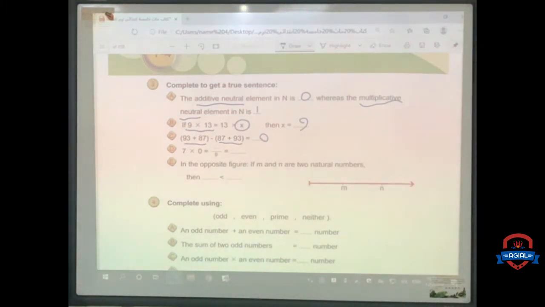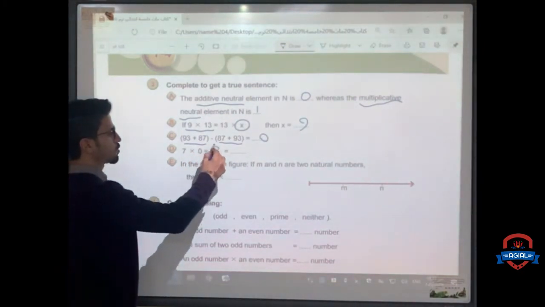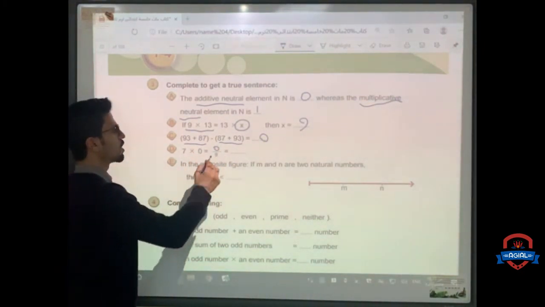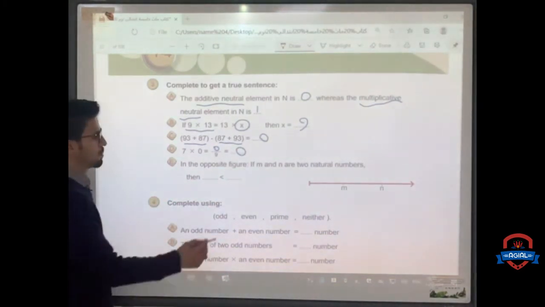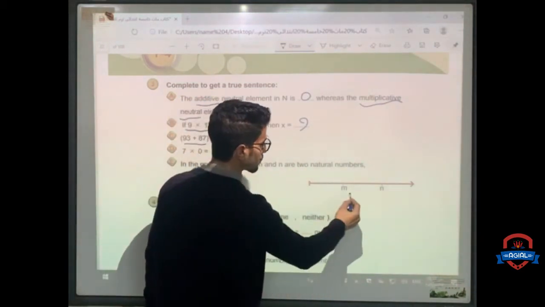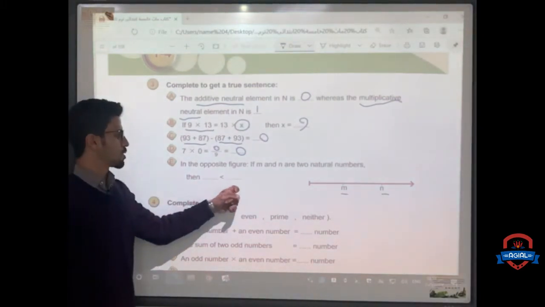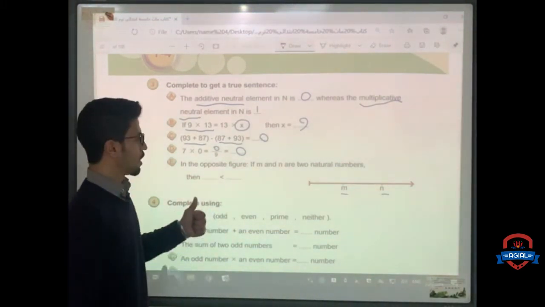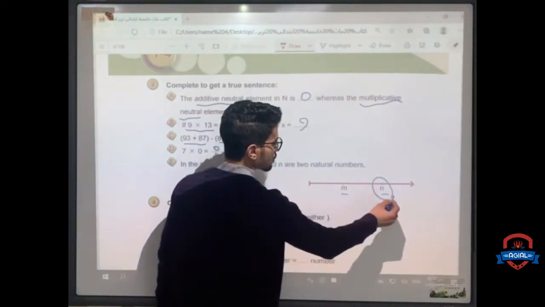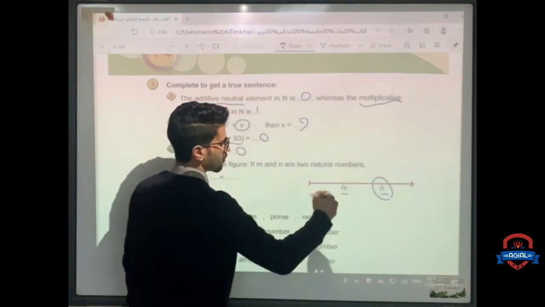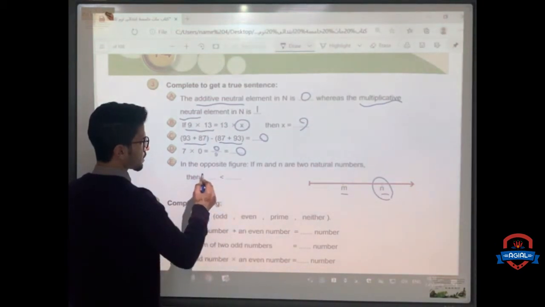And in letter D, we have 7 times 0. 0 times any number equals 0, and 0 divided by any number, except 0, equals 0. And in letter E, in the opposite figure, if m and n are two natural numbers, then which one is the greatest? We have studied before, if the point n is placed to the right of m, then n is the greatest, because when we move to the right, we get greater numbers, so m is less than n.